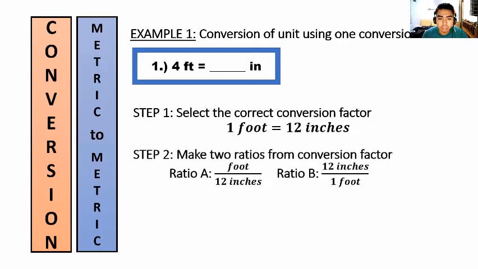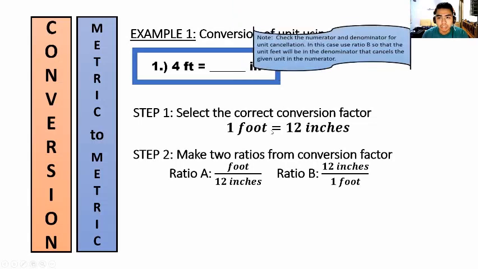So dito meron tayong dalawang ratio. Ratio A, 1 foot over 12 inches. Yung ratio B natin, 12 inches is equal to 1 foot, 12 inches over 1 foot. So same lang yan, no? Nangyayari kasi, depende kung anong ratio ang gagamitin natin dyan. Kung ano kasi yung given, tapos kung ano yung pinapa-convert sa atin. So this time, yung i-convert natin is yung 4 feet in terms of inches.